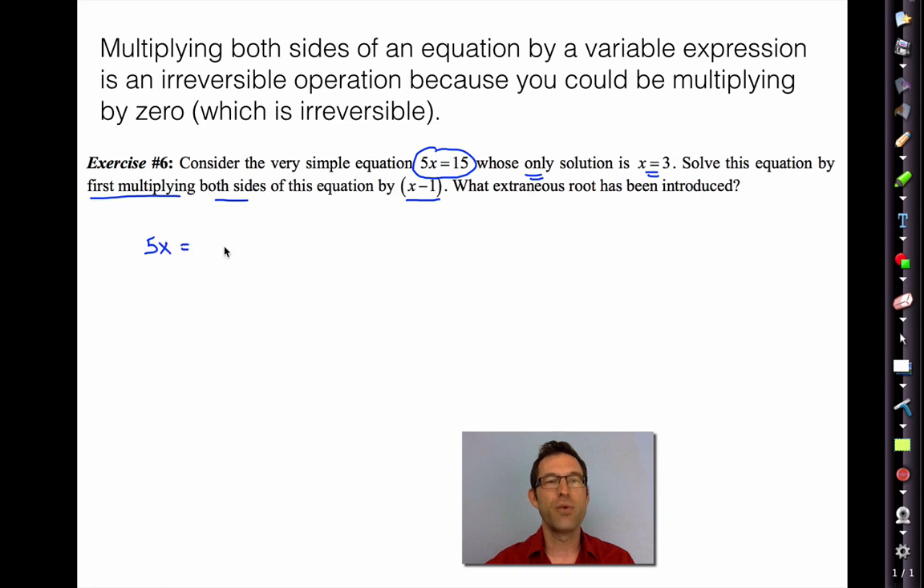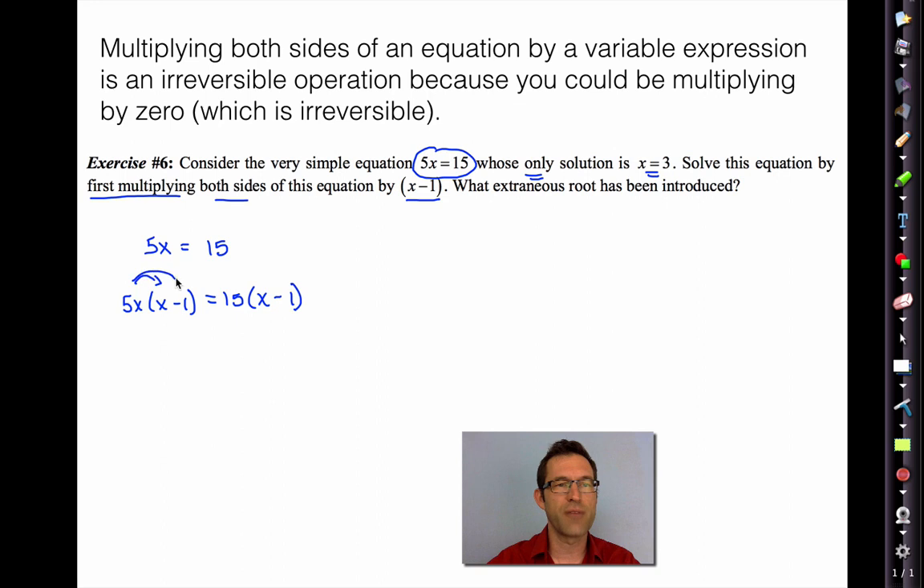Now, if you are saying to yourself, why in the world would I multiply both sides of this equation by x minus 1? That seems a little silly. You're absolutely right. But there's nothing about the properties of equality that says I can't do it, right? The multiplicative property of equality says I can multiply both sides of this equation by anything I want, including x minus 1. All right, well, let's solve this.